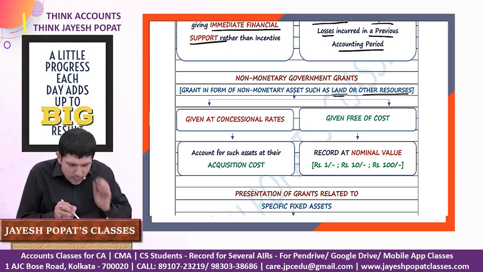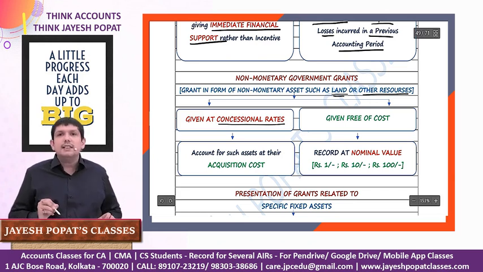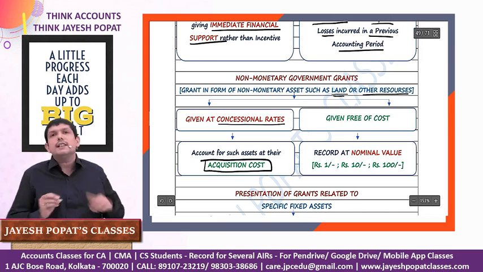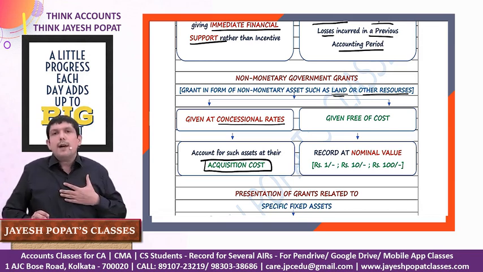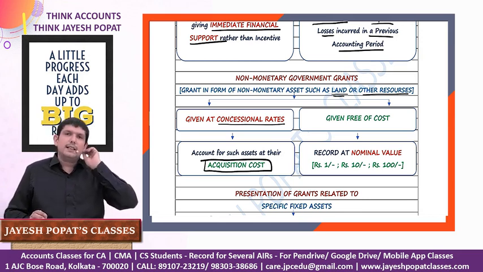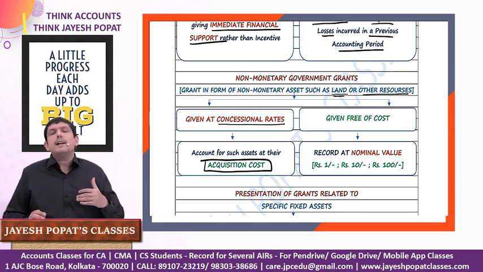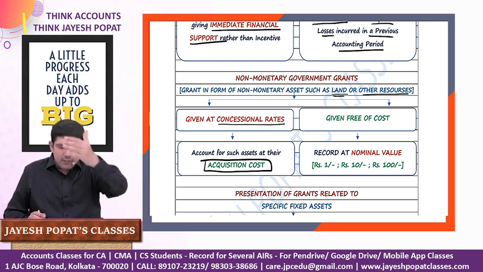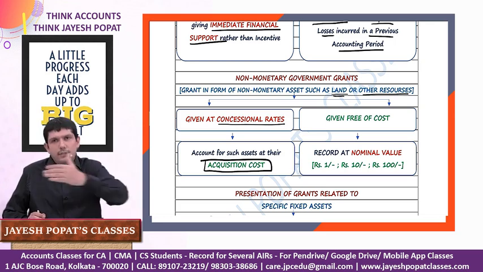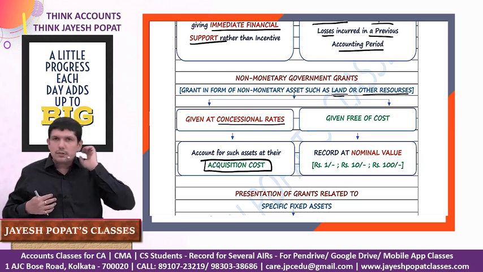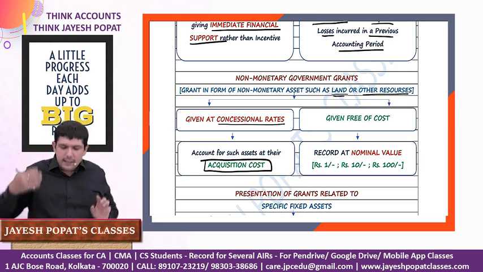So if the non-monetary asset is given at a concessional rate, the rate at which you have received it should be accounted as the cost of the asset. If I buy it from the market, I would get it for 10 crore, but the government is giving it to me at a concessional rate of 5 crore. So I should pass an entry: land account debit 5 crore, to cash or bank account 5 crore, because 5 crore was the actual cost which I incurred in acquiring that land.